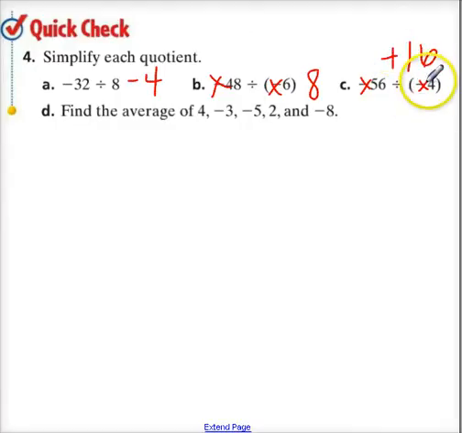Oops, actually, I think I did that math wrong. It's positive 14. All right, let's clear the board here.